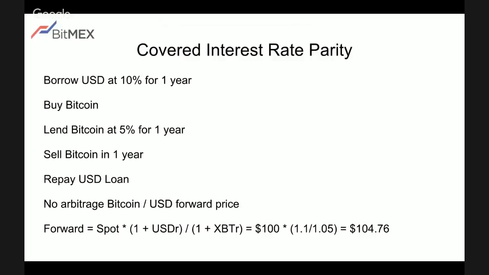Now, the covered interest rate parity formula describes the no arbitrage price of the forward for Bitcoin US dollar. So if we look down below, we have forward equals the spot rate multiplied by the interest rate differential between US dollars and Bitcoin. And if we plug in the numbers here, 100 times 1.1 over 1.05, we get about 105 is the break even or the no arbitrage price of this forward contract.